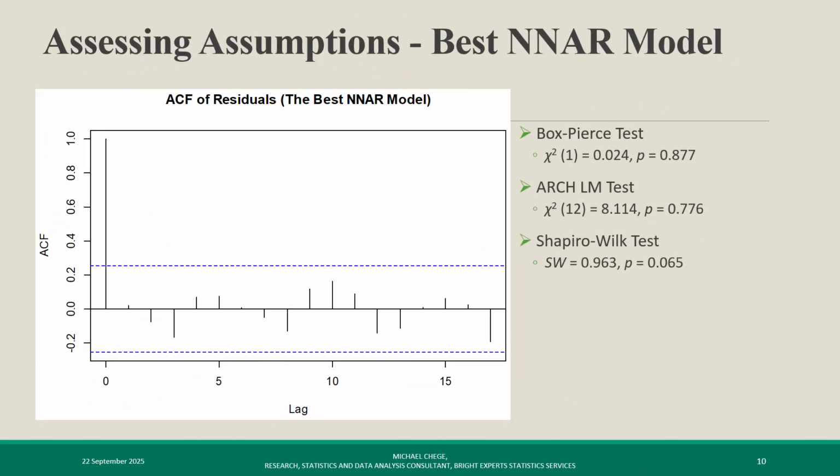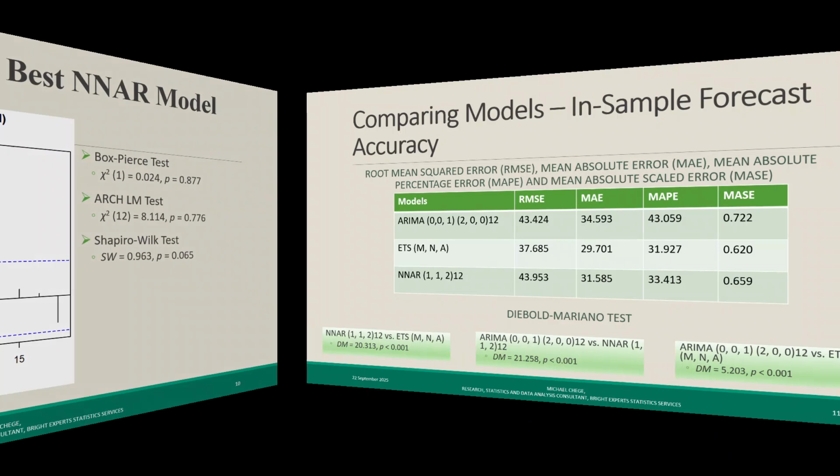NNAR's residuals meet the same criteria. Despite being a neural network model, it behaves well under statistical scrutiny. All three models are valid, but which one performs best?